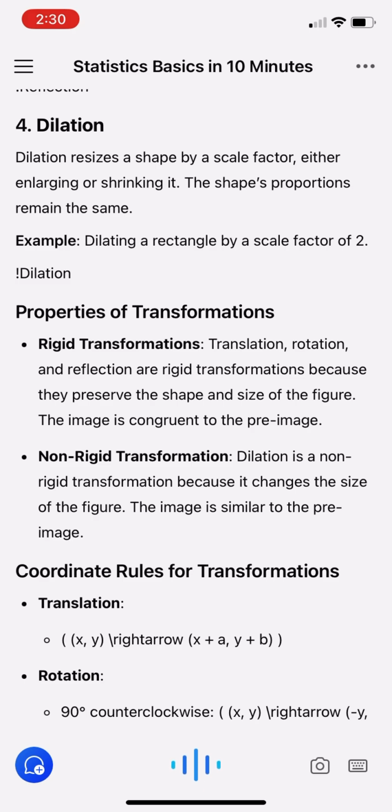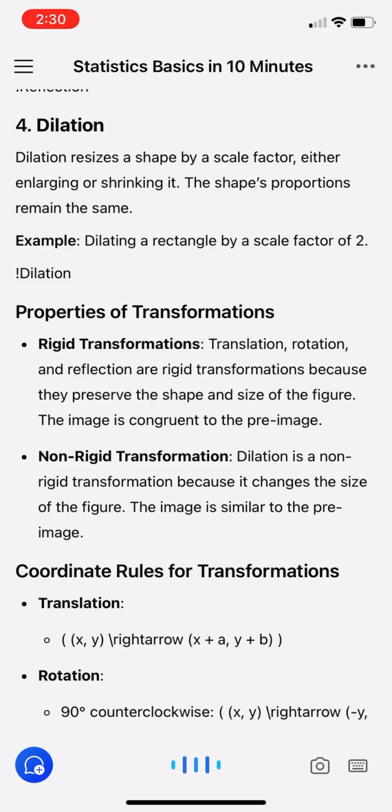Properties of transformations. Rigid transformations: translation, rotation, and reflection are rigid transformations because they preserve the shape and size of the figure. The image is congruent to the pre-image. Non-rigid transformation: dilation is a non-rigid transformation because it changes the size of the figure. The image is similar to the pre-image.